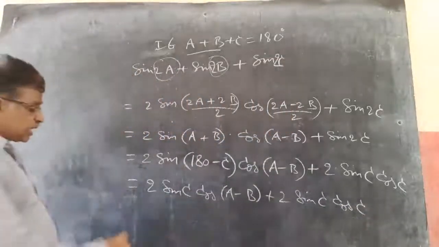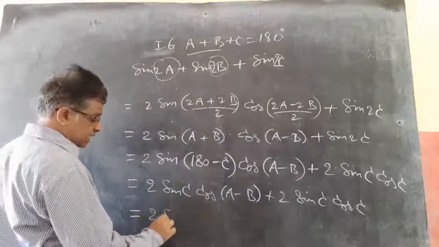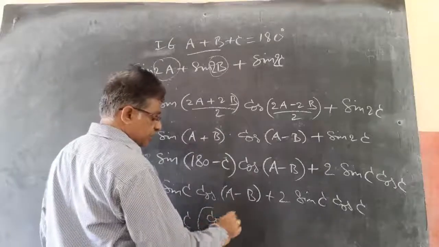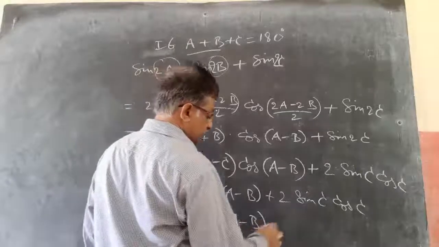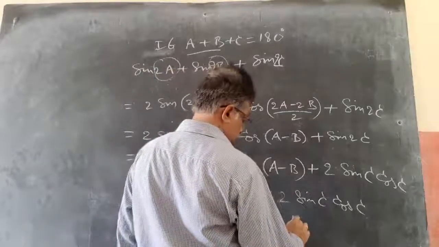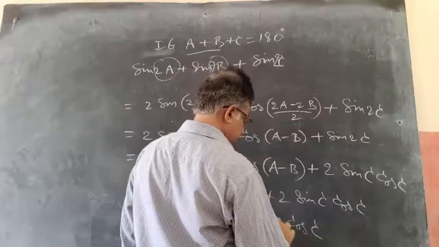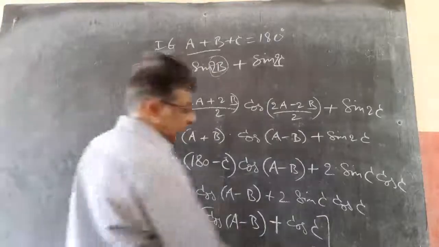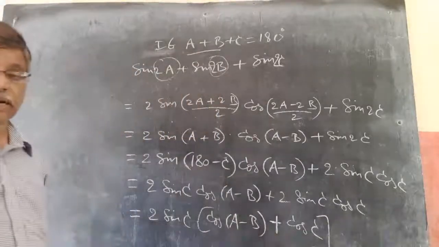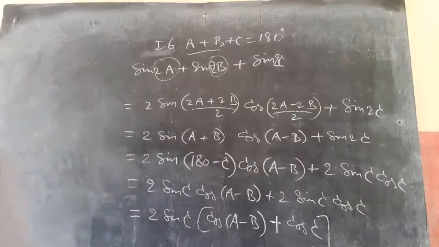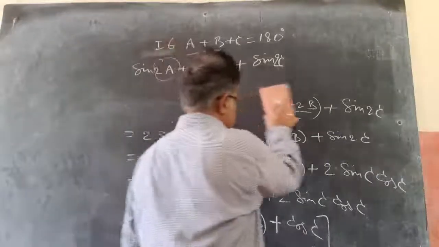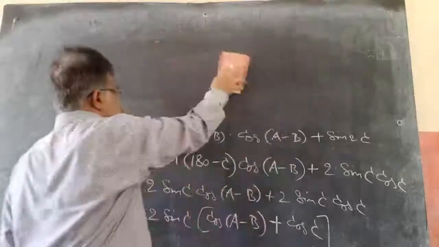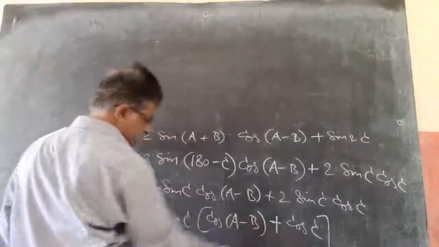Now I can take 2 sin C common. If I take 2 sin C common, what is left out? Cos (A minus B) plus cos C. Now again, in place of C I can write 180 minus (A plus B). What happens? In place of C I can write 180 minus (A plus B) in this bracket, not outside.